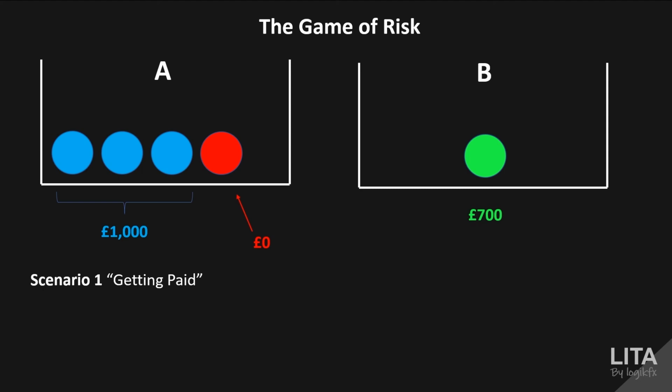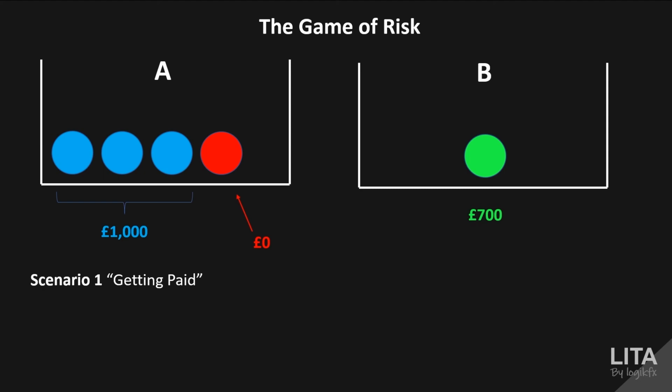So in box A, there's 3 blue marbles and 1 red marble, and that's 4 in total. And in box B, there's 1 marble, and that marble is green. Now you've got a chance to pick from either box A or box B, and dip your hand into them, pick a marble, and you've only got 1 shot to do this. So you're allowed to pick from either box and do it once only.